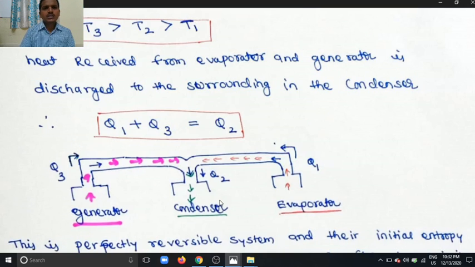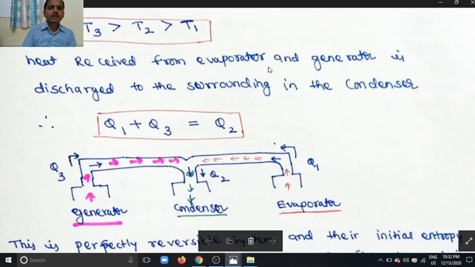The heat is received from the evaporator. The amount of heat absorbed in the evaporator and the amount of heat absorbed in the generator, that total amount is discharged in the condenser to the surroundings. See once again, the refrigerant absorbs heat in the generator and heat in the evaporator. The total amount is discharged in the condenser. So that's why Q1 plus Q3 is equal to Q2.